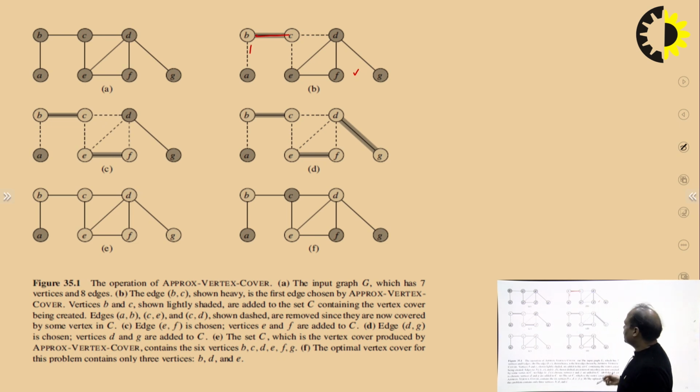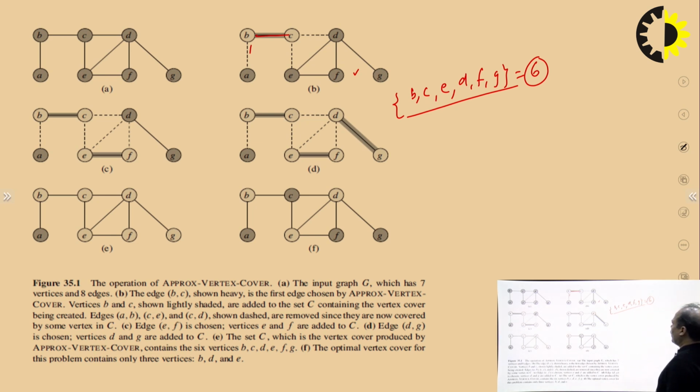So how many vertices did you take? Only A is left. So the vertices you have taken are B, C, E, D, F and G. These vertices you have taken. So 6 vertices are required by this algorithm.